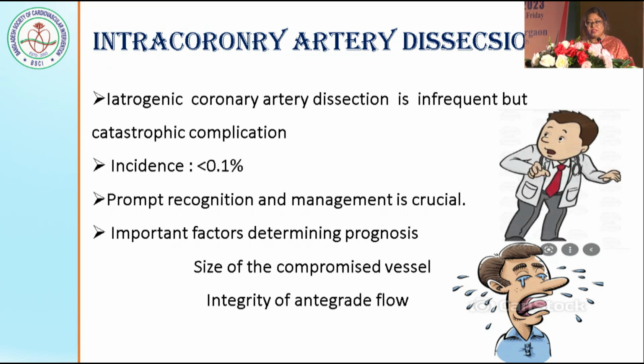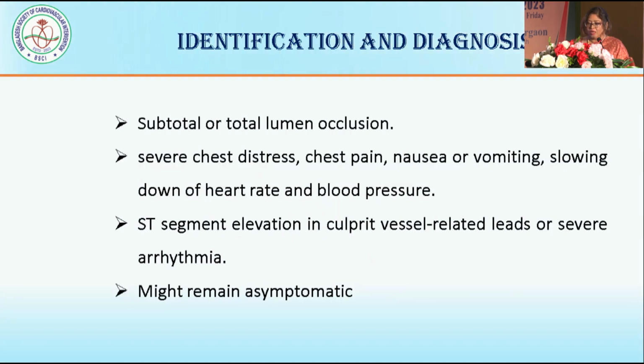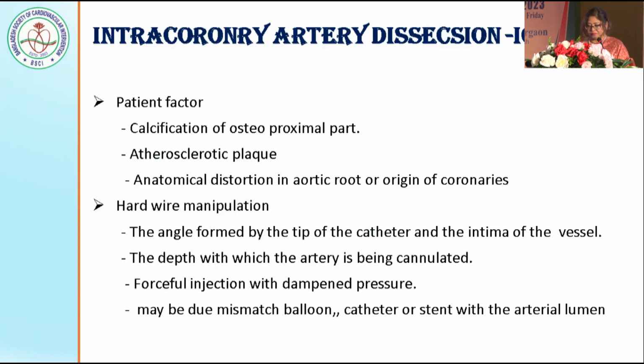The size of the compromised vessel and the integrity of the anterograde flow matter. We can identify the dissection by subtotal or total lumen occlusion. The patient may complain of severe chest pain, nausea, vomiting, slowing down of heart rate and blood pressure, ST segment elevation in culprit vessel related leads, or severe arrhythmia, but it might remain asymptomatic.